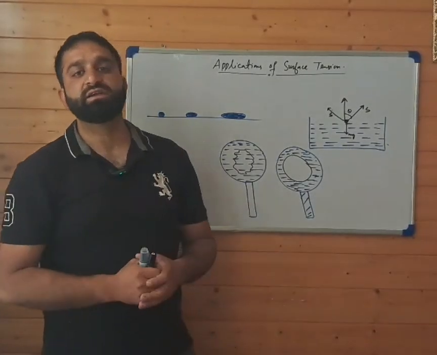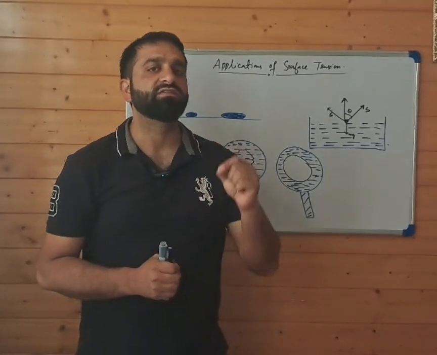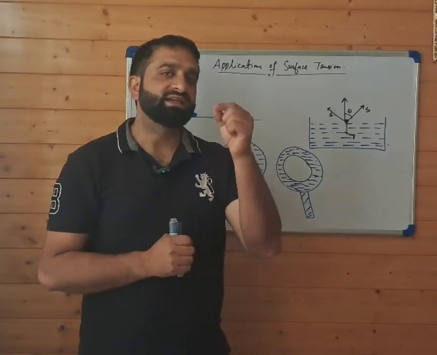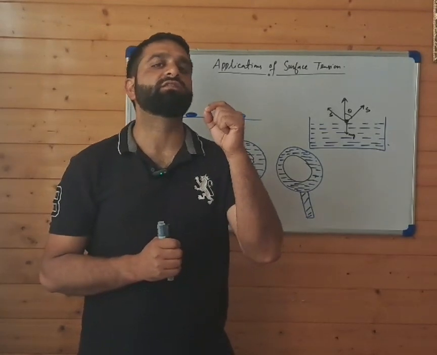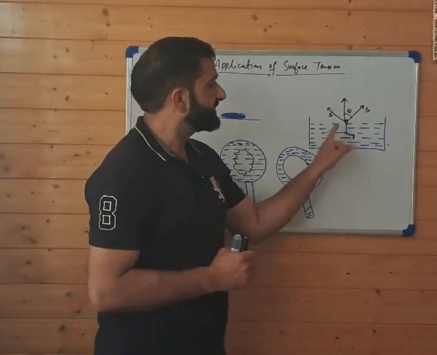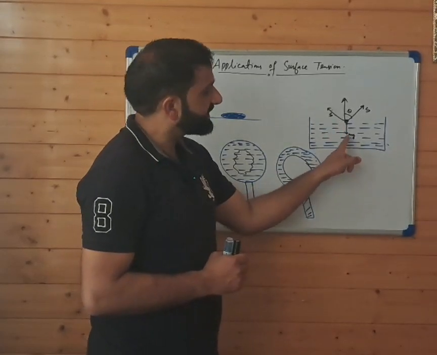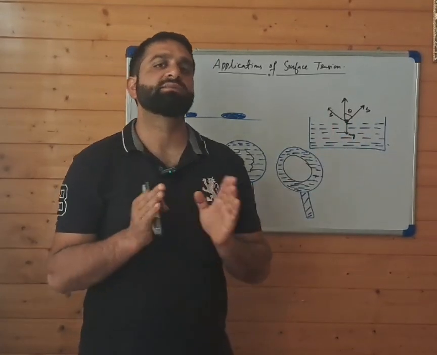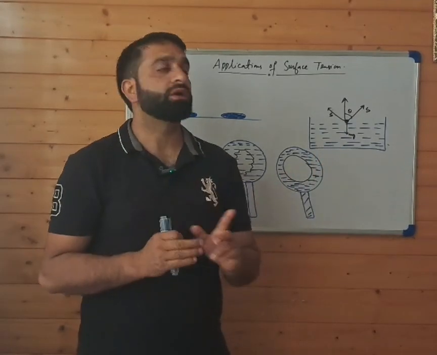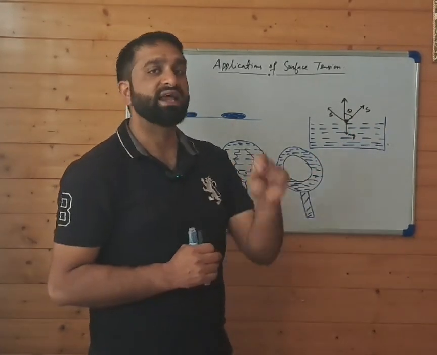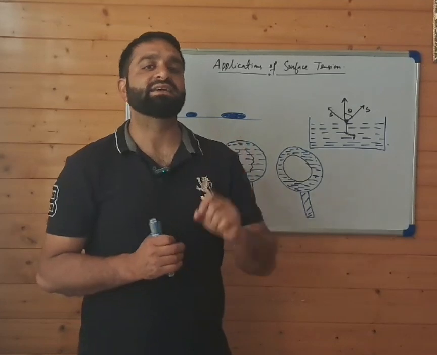When we take a greased needle and place it gently on the free surface of the water, it doesn't sink. It floats on the free surface. This is shown in this figure. The weight of the needle is directly downwards, and S are the forces of the surface tension. Here, the vertical components of these two forces of the surface tension balance the weight and it doesn't sink down.